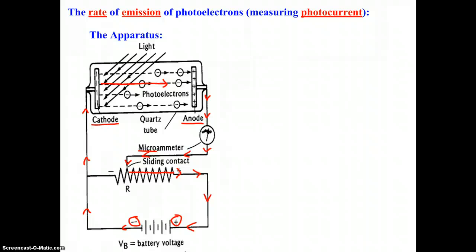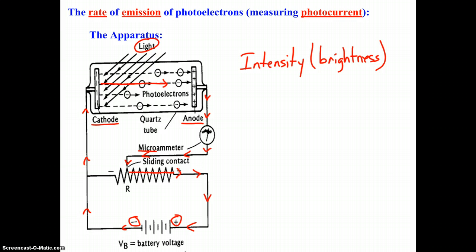Now we need to talk about what experiments were done with this apparatus and what they proved. Okay, so we have our light of varying frequency or intensity shining on the metal, producing photocurrent. All right. Two things were studied here. One of the things that was studied was the effect of intensity of the light. What would be another name for the intensity of light? The brightness of the light. How does that impact the amount of electrons being ejected from the metal?